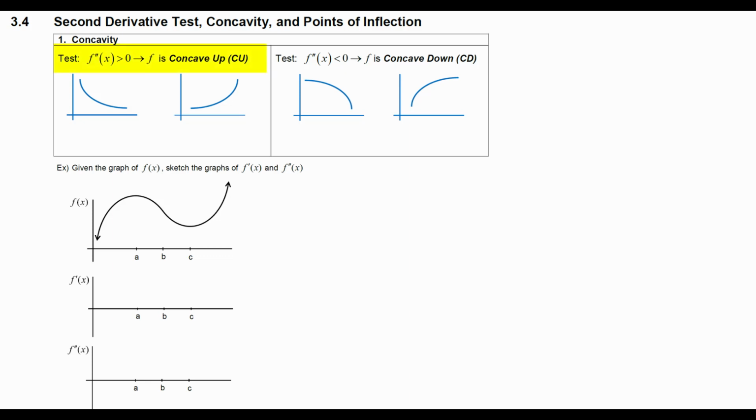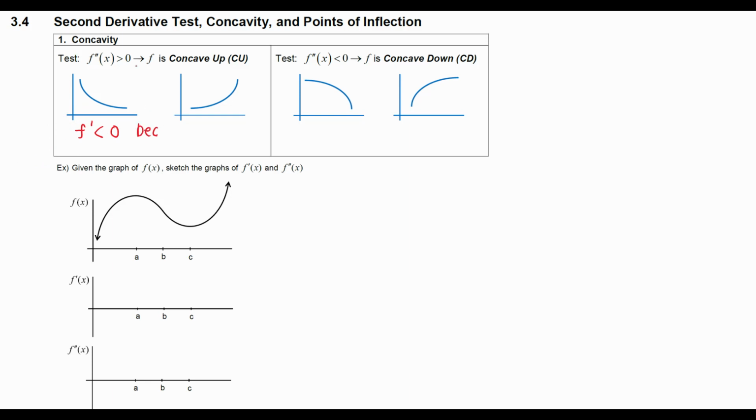F double prime of x greater than 0 implies f is concave up. So what does it mean to be concave up? Your graph shape will be a cup shape, a rounded cup at the bottom. If you look at the first graph here, I have a graph that is decreasing, but it's the bottom of a rounded bowl shape. The sign of f prime is negative because the graph is decreasing.